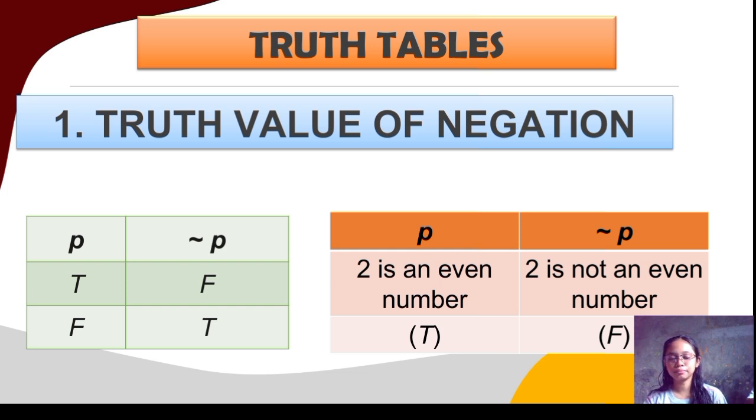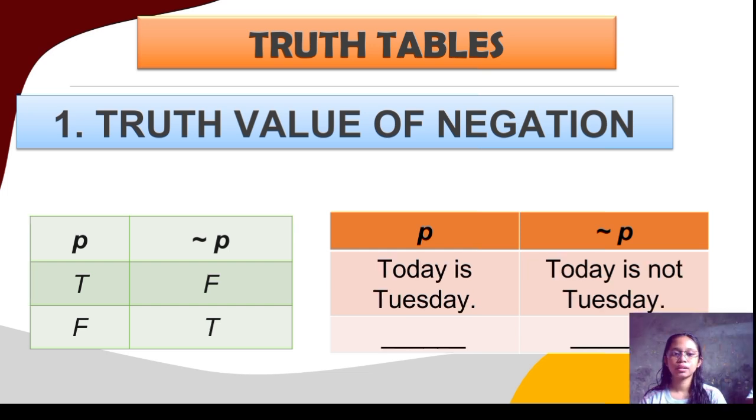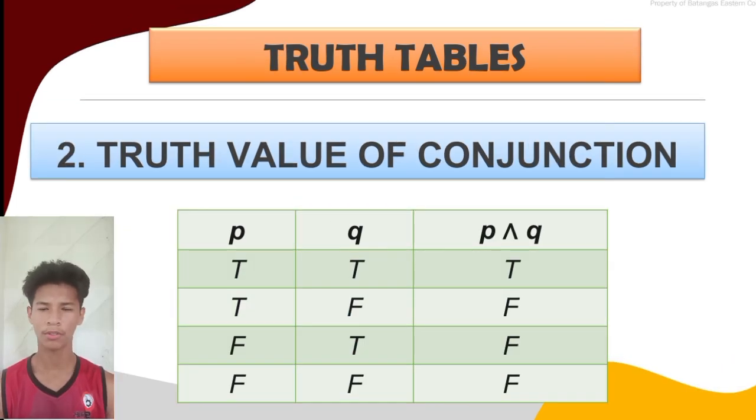Here's another example. 2 is an even number. So, this statement is a true statement. And if we apply negation, it will turn into a false statement, which is 2 is not an even number. Next, today is Tuesday. If this statement is false, if we apply a negation, then it will turn into a true statement.